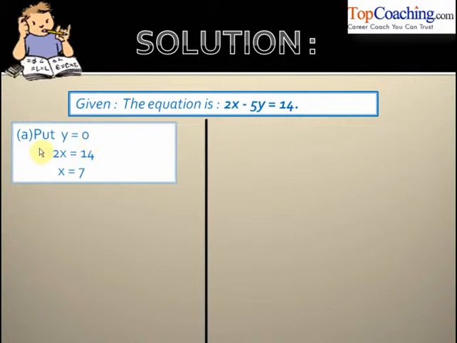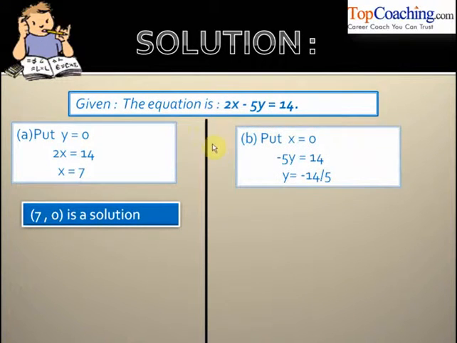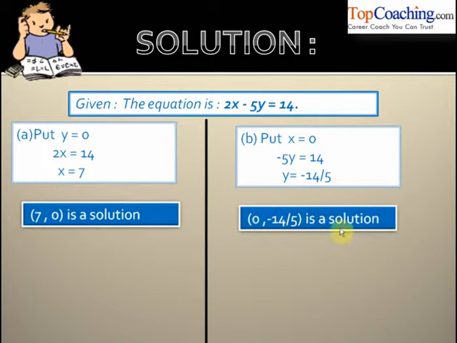So first, let us put y equal to 0. The simplest way of finding a solution is to put y equal to 0. When we put y equal to 0, we get 2x equal to 14, and thus x is equal to 7. So 7 comma 0 is a solution to this equation, because if we put 7 comma 0 over here, we get LHS equal to RHS. Similarly, we can put x equal to 0. Now when we put x equal to 0, we get minus 5y equal to 14, or y equal to minus 14 by 5. So 0 comma minus 14 by 5 is a solution to this equation.